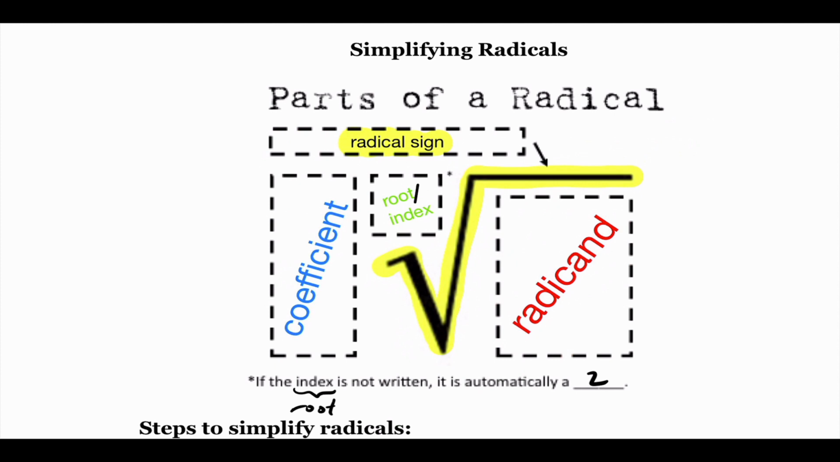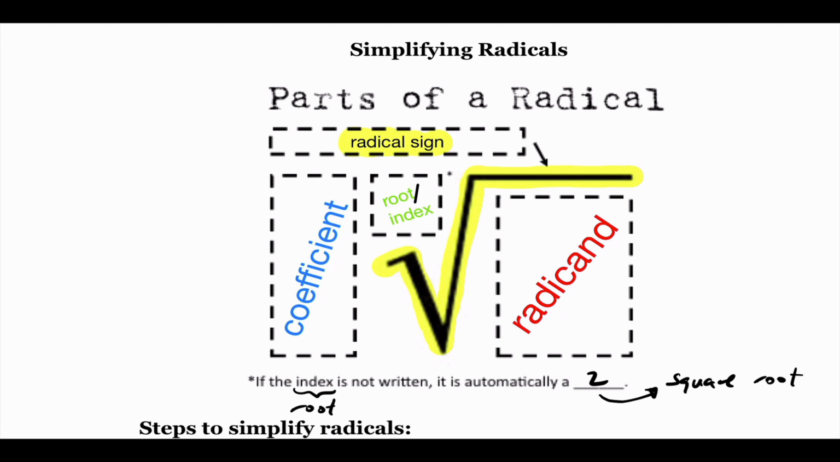Okay? So just like last semester, if the root isn't there, it's a square root. 2 means square root. So if there's nothing there, that just means square root. If there is a number there, that means a specific root. Okay?